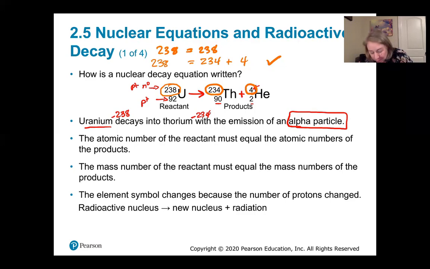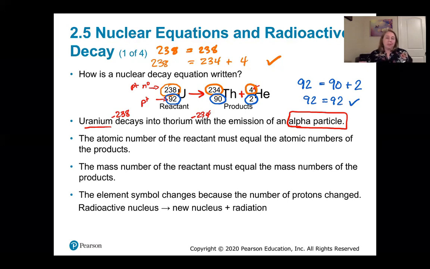Now we also need to check our atomic numbers. Here are our atomic numbers we got off the periodic table, and we know from our definition of a helium particle. On the reactant side, we had 92, and we want to know, does that equal the products? We have 90 protons in thorium, and we have 2 in the alpha particle. So 92 does equal 92. That's how we know that it's balanced. Our atomic number in the reactants must equal the atomic number in the product, and the mass number in the reactant must equal the mass number in the product.